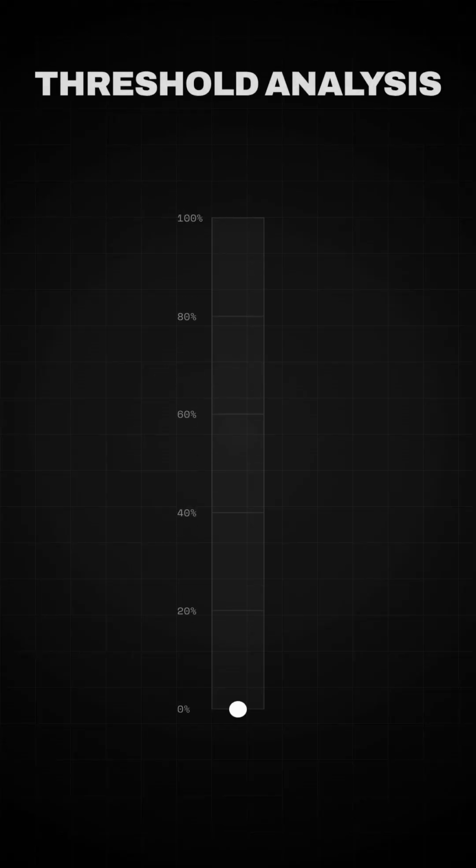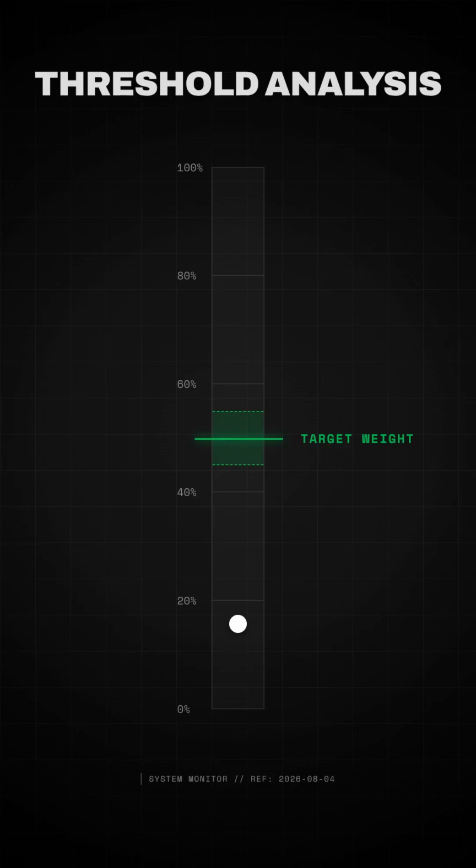We program a simple rule. If any asset drifts more than 5% absolute from its target, trigger a rebalancing event. This prevents overtrading and minimizes tax drag, ensuring you only pay capital gains when it is mathematically necessary.